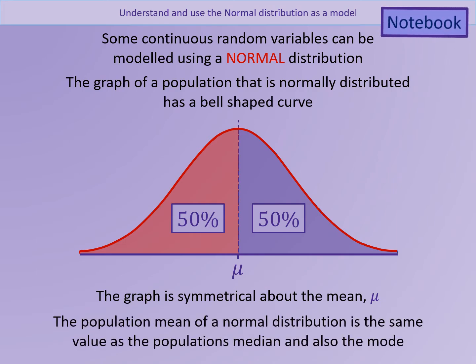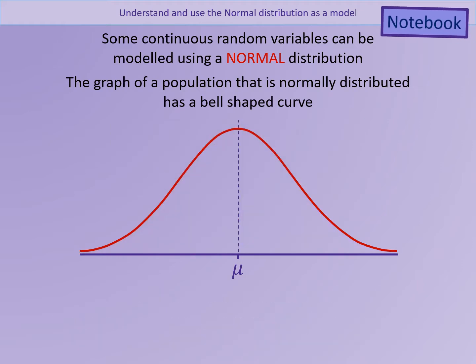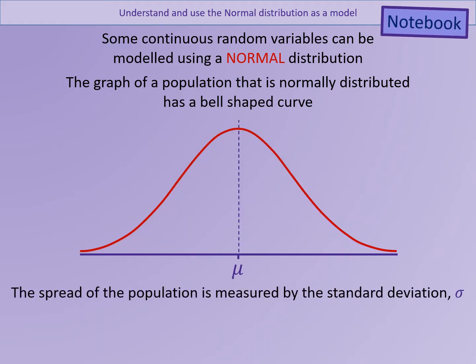The population mean of a normal distribution is the same as the median and the mode. They all lie along this central line. Similar to histograms, the area under the curve is used to calculate the probability. The spread of a population is measured by its standard deviation sigma. Remember that the standard deviation is the square root of the variance.